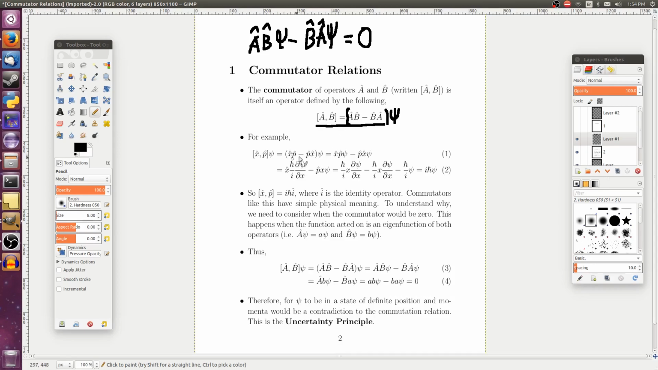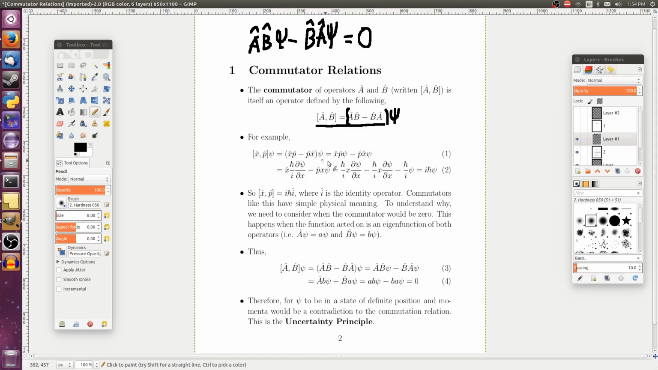Because, just for a concrete example, the position and momentum operator, do those commute? Well, if we just apply our definition of the commutator, and we write xp minus px operating on psi, well, like I said, we're only going to be interested in linear operators, so we can break this up into two different parts, where we have xp psi minus px psi.